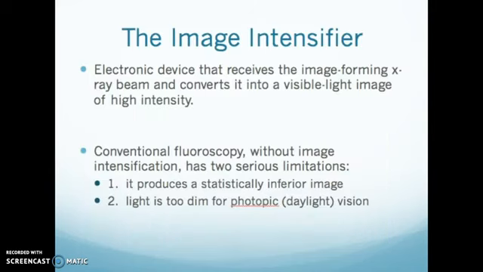So the image intensifier is an electronic device that receives the image forming X-ray beam and converts it to visible light. So in conventional fluoro, without image intensification, there are two big, huge limitations. One, it produces a statistically inferior image, and the light is too dim for our daylight vision. So historically, radiologists had to go in a dark room, wear special goggles to adapt to the low light. So the whole reason that we have these image intensifiers is to make the image bright enough.